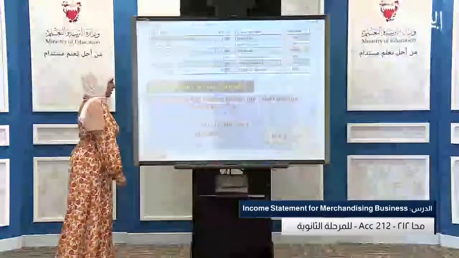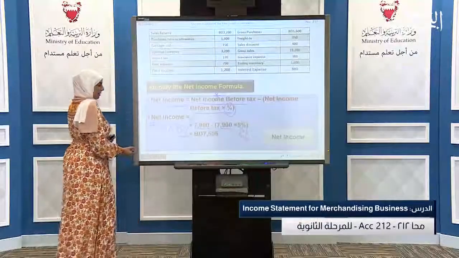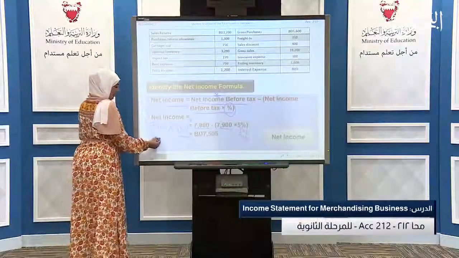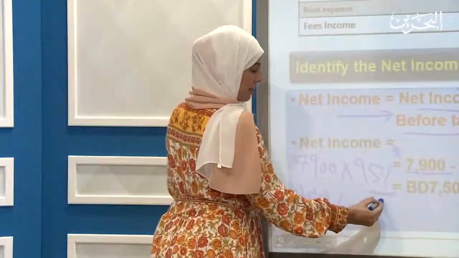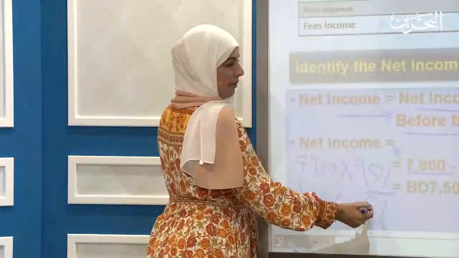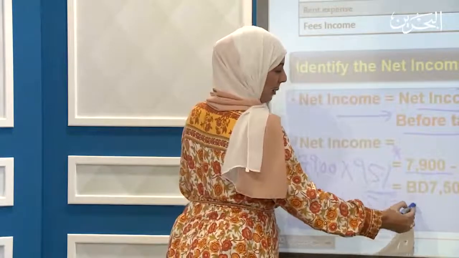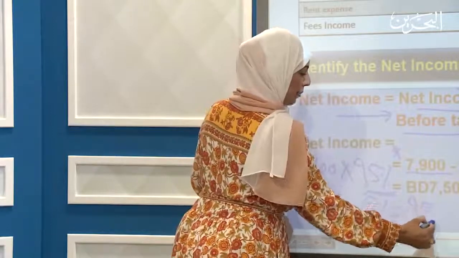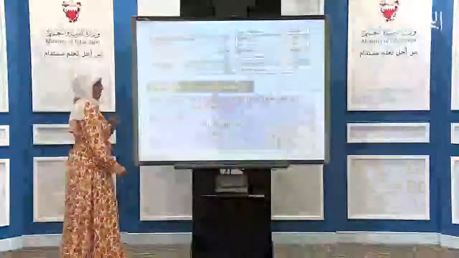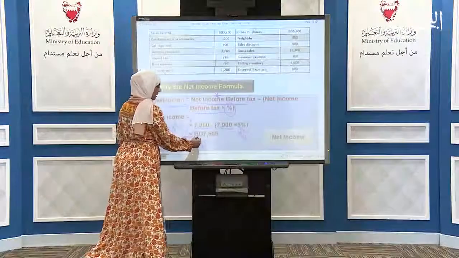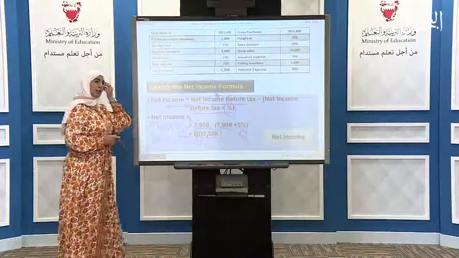of the tax. Okay, from where can I get the 95%? I can take 100% and subtract 5% from it, the percent of tax rate they gave me in the question, and I will get the 95% that I can use. So finally, I will get the net income with a number of 7,505.